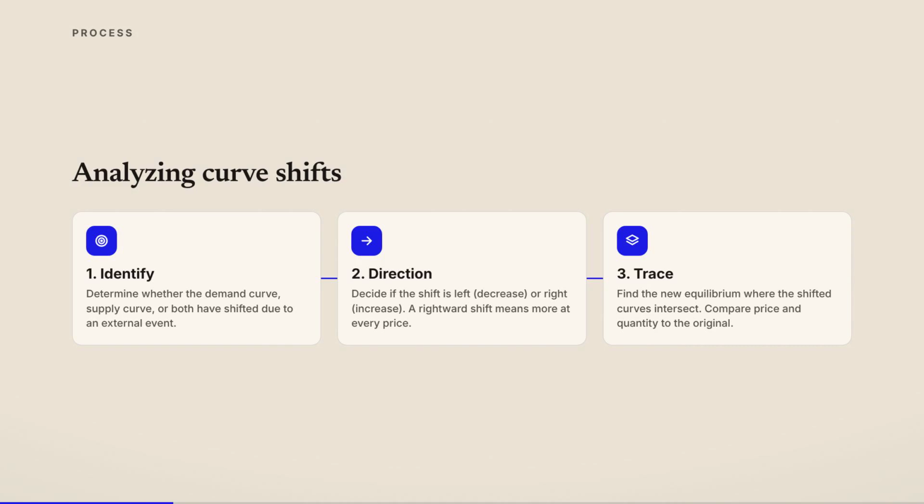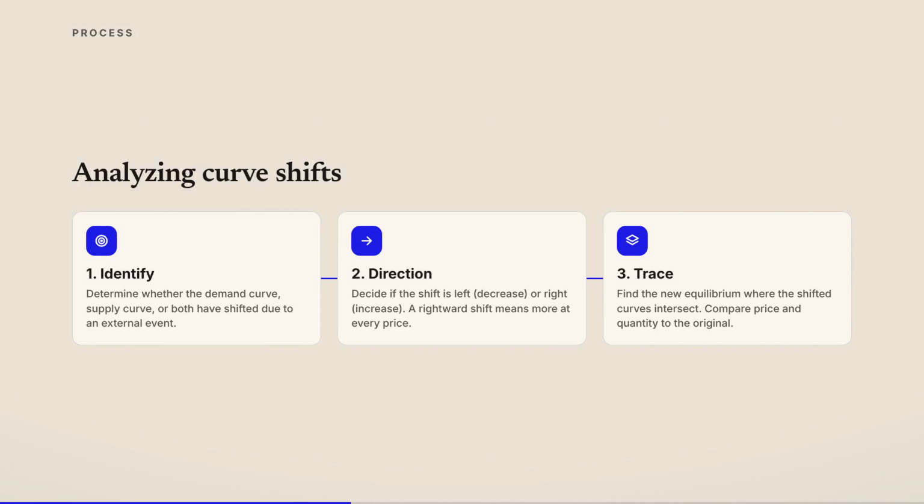Step 1, identify whether the demand curve, the supply curve, or both have shifted. Step 2, determine the direction, left or right. Step 3, trace how the new curves change the equilibrium point. Let's look at a powerful case study, how the COVID-19 pandemic shifted multiple markets at once.